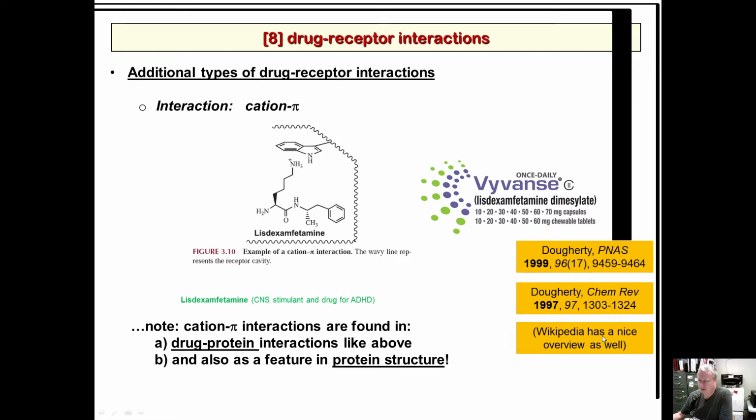So what are the amino acids? Usually it's going to be tryptophan or tyrosine as the aromatic amino acid, and then something with a positive charge. Arginine is a common one, a nitrogen-based amino acid which has a positive charge, and lysine also does this, but maybe it's found less often.